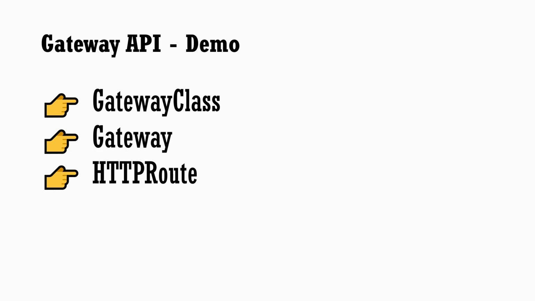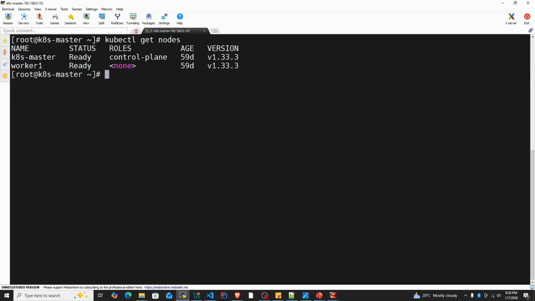Let me take you to the master node and show you. Here, when I run the kubectl get nodes command, we can see we have one master node and one worker node, both running successfully because both are in the Ready status.